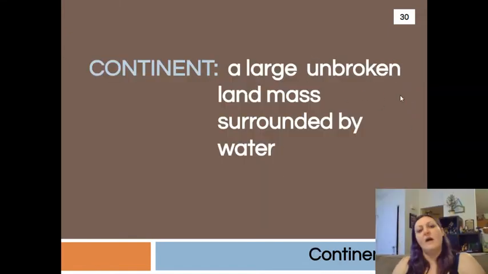Last part of our notes. One of our vocabulary words for this lesson is continent. Now, I know you're all like, oh, I know what a continent is. We have the continent competition. There's this many of them, blah, blah, blah. Well, by social studies standards, a continent is a large, unbroken landmass surrounded by water. What that essentially means is it is a piece of land that has no separation from anything, and it is surrounded by water. Okay?